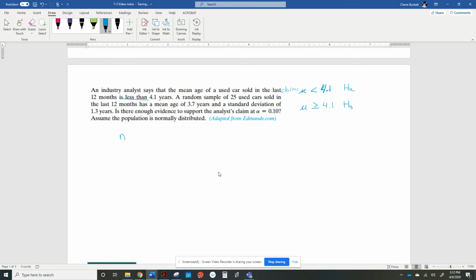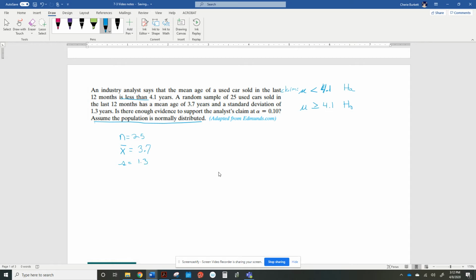In a random sample of 25, 25 is not big enough, so we need to assume your population is normally distributed. So the small sample size is okay. A random sample of 25 used cars has a mean age. So remember, they're talking about the sample, these 25 cars have a mean age of 3.7. Not all used cars, just these 25.